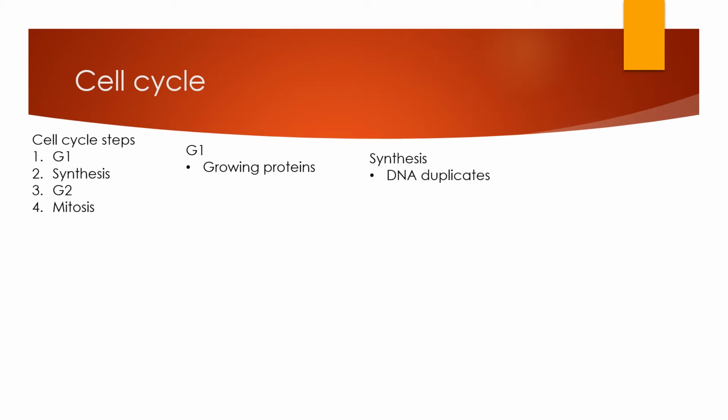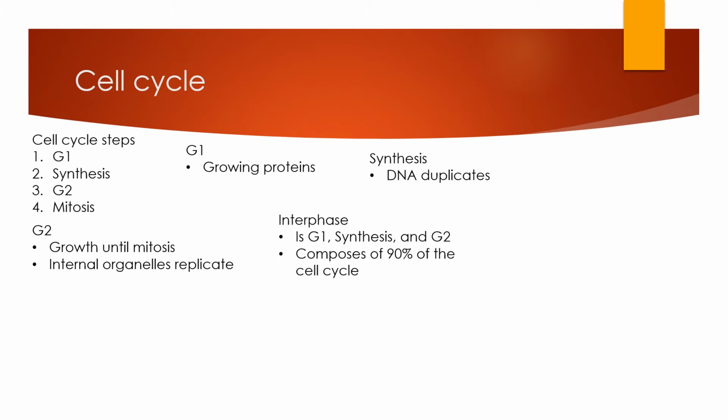The cell cycle is composed of G1, synthesis, G2, and mitosis. G1 involves the growing of proteins. Synthesis is when the DNA duplicates. G2 is growth until mitosis, and the internal organelles replicate.